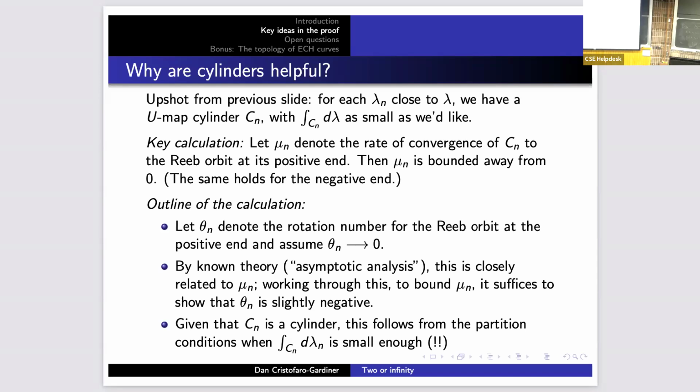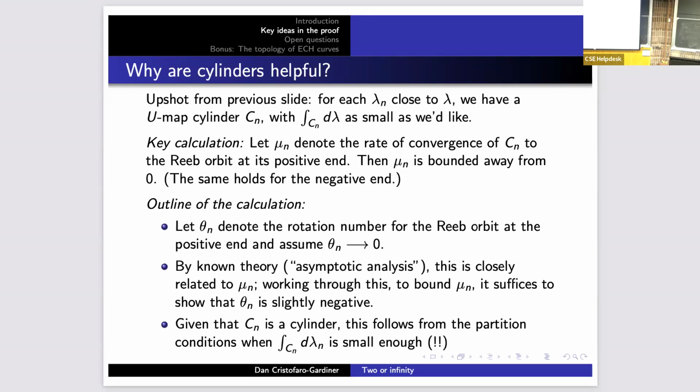That's right. Yeah, you can find a cylinder with integral as small as you like. That's what you're using. Because if you're going to span, it's always going to have non-zero d lambda energy. Right, but you also have control over this parameter capital N.